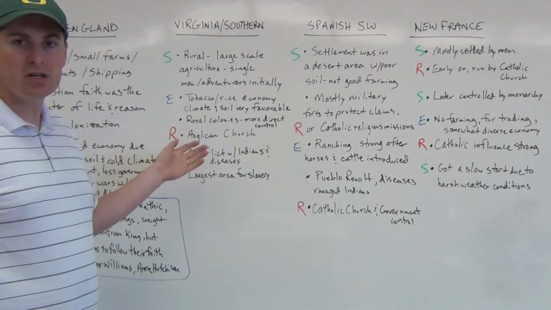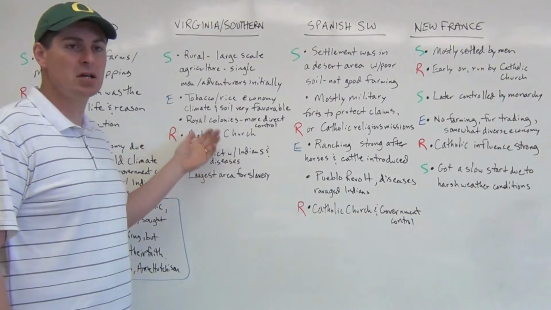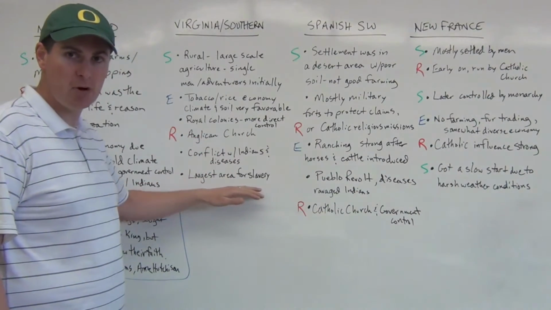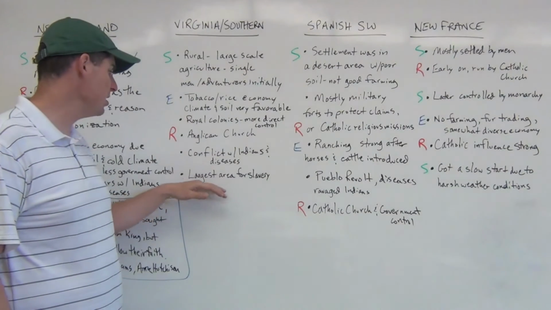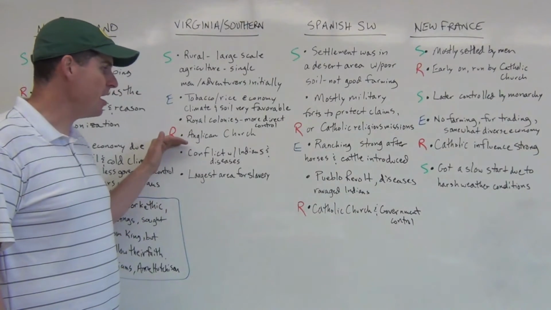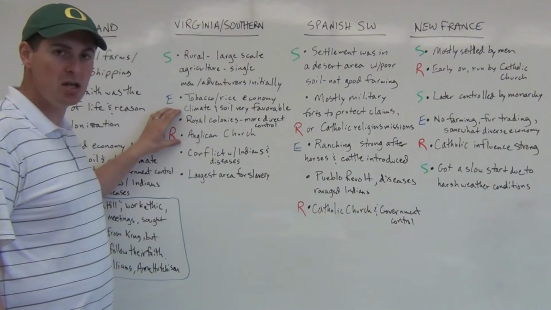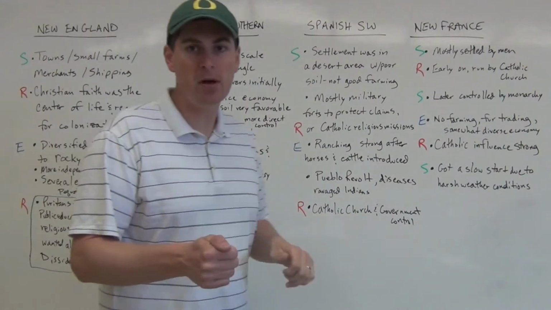You have early indentured servitude in large numbers here, smaller numbers in New England. Eventually that's going to turn into African slavery that'll be featured here. This will be the prominent area of African slavery to occur in the second half of the 1600s and beyond. The Anglican Church and royal colonies. There's much more direct government control here in the southern colonies. The British government kind of has their thumb on things more.